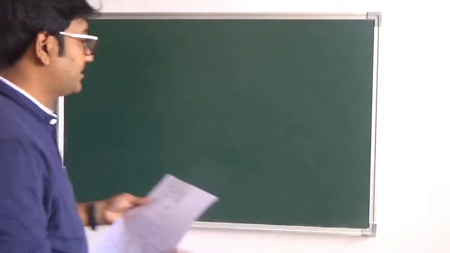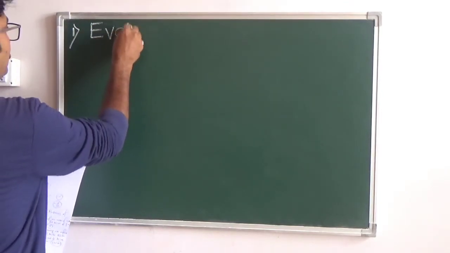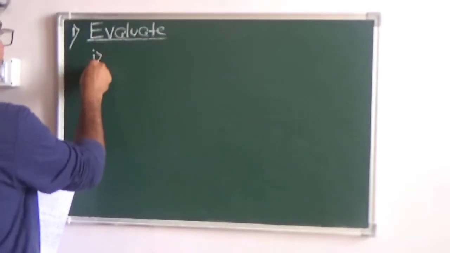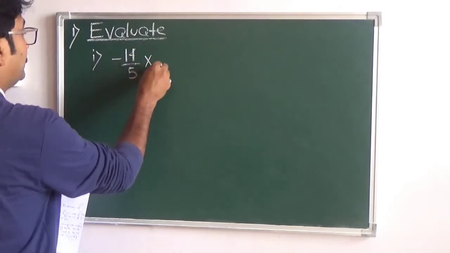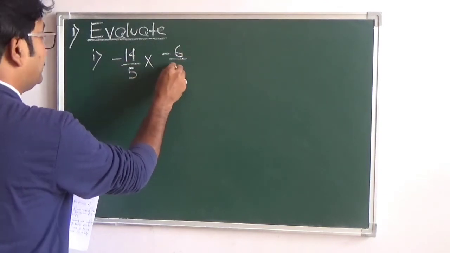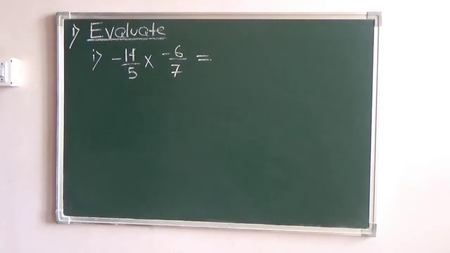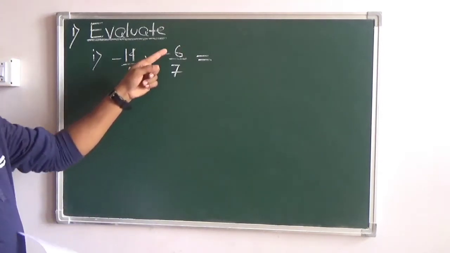So let us now move on to solve the next question, and writing the question on the board. Evaluate minus 14 by 5 into minus 6 by 7. So our question is evaluate minus 14 by 5 into minus 6 by 7.